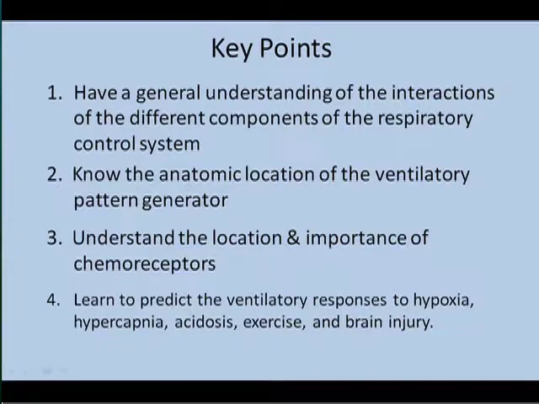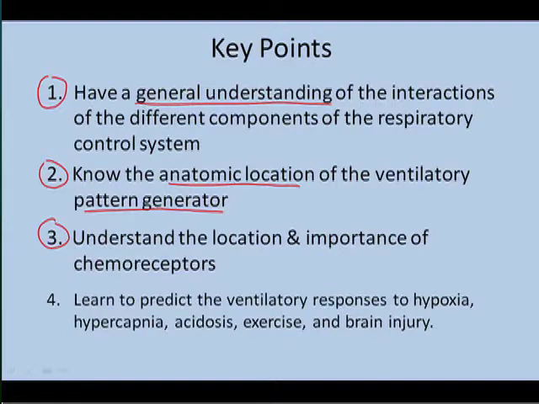So here are some key points that we hope you take out of this lecture. Number one, have a general understanding of the interactions of the different components of the respiratory control system. Number two, know the anatomic location of the ventilatory pattern generator. Number three, understand the location and importance of chemoreceptors, both central and peripheral. And number four, learn to predict the ventilatory responses to hypoxia, hypercapnia, acidosis, and exercise.